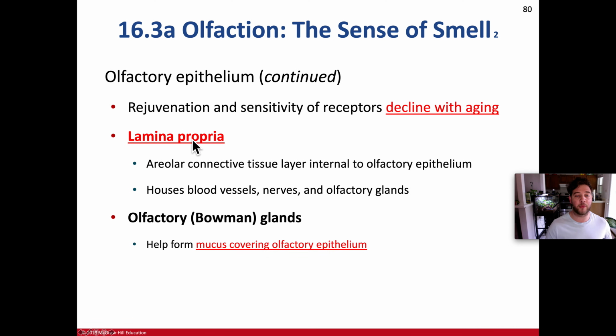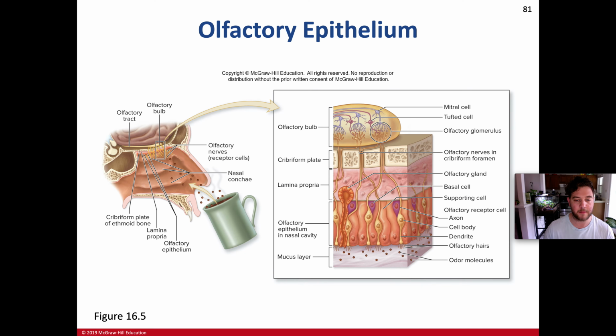You have a lamina propria as well as the epithelium. It has areolar connective tissue, which is the internal layer to the olfactory epithelium. It's connective tissue, so it's going to be housing blood vessels, nerves, and olfactory glands. That's what connective tissue does. Your olfactory glands help to form mucus covering the olfactory epithelium, so that mucus that we need to dissolve odorants.